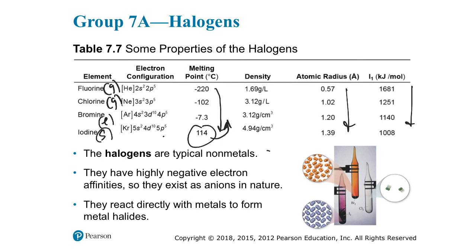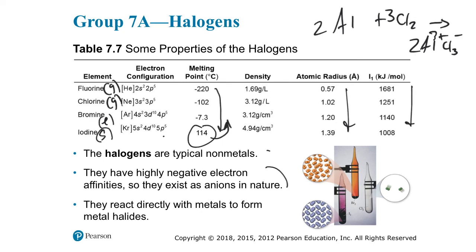Halogens, all nonmetals, have high electron affinity, so they tend to exist as anions in nature, -1 ions. They react directly with metals to form things like metal halides. So you can take something like aluminum plus Cl2 and form AlCl3 as a result. So maybe we'll take 2 aluminums, 3 Cl2s, and make 2 AlCl3s as a result. So we tend to form these ionic compounds with the halogen elements.